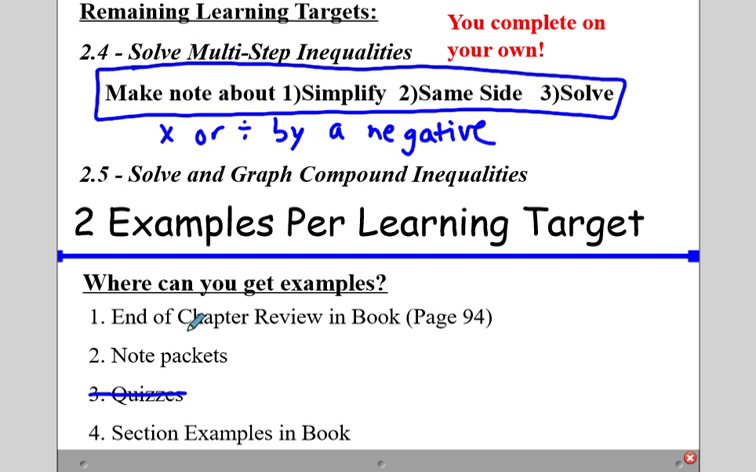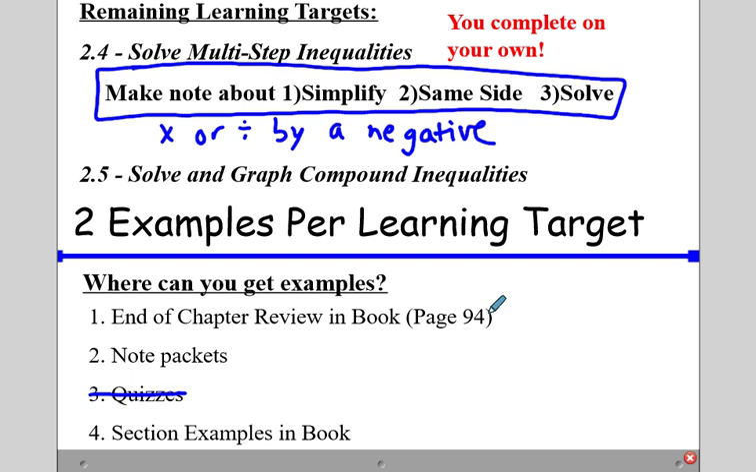You could use the end of chapter review in the book. Looks like it'd be page 94. If it's not, just know it's in the back of chapter 2. I'm not 100% certain on that page number. Actually, let me check it right now. Let's see if that's true, if it's page 94. Yep, page 94 is right.